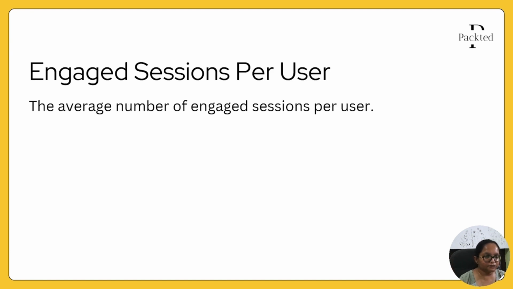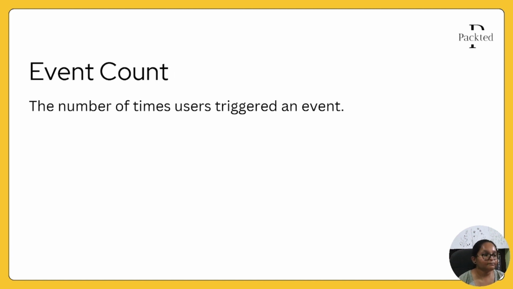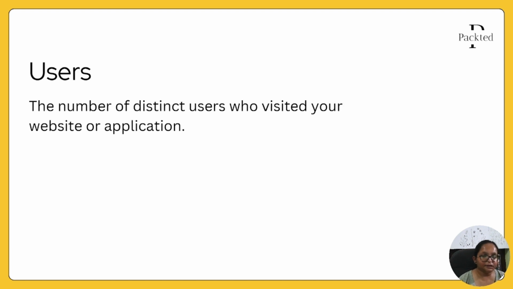Next is engaged sessions per user. So it will tell you the number of engaged sessions that are happening on a user basis. Next is engagement rate. So the percentage of sessions that were engaged sessions, and the opposite of engagement rate is bounce rate. So the percentage of sessions that were not engaged sessions. Next is event count. So the number of times users triggered a specific event. And the new users, so how many new users are coming to your site, the people who are interacting with your site or launching your app for the first time, and the number of distinct or active users on your site.